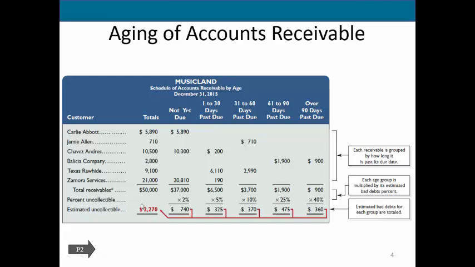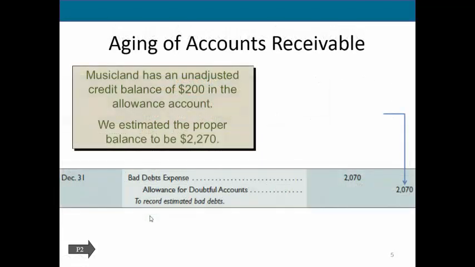But again, this is a balance sheet method because we're applying these percentages to an accounts receivable amount that builds year after year. So we're not going to go ahead and book this full $2,270. We're first going to look at what's already in our allowance account, compare that to what we think should be there, and we'll make an adjustment for the difference.